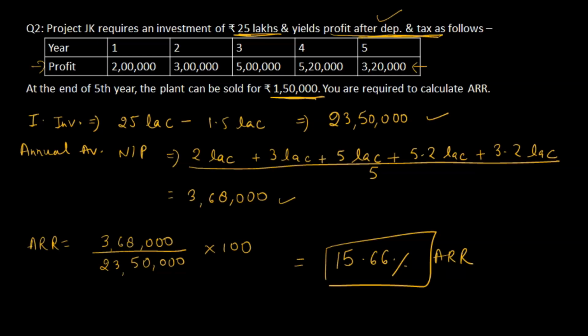Then for the denominator we need initial investment, and initial investment is about the cost of the asset, and if the scrap value is given, then we have to subtract the scrap value from the cost. So here we got 23,50,000. Like this we have to solve the question.